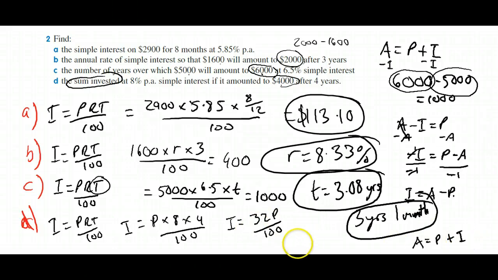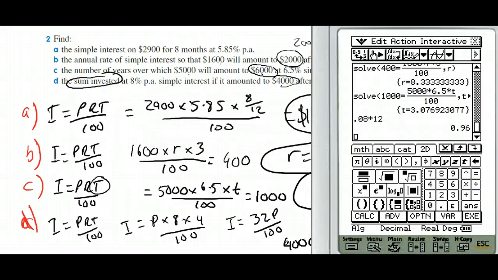So let's go 4,000 equals P, we don't know, that's what we're trying to find out, plus I, and I is 32P over 100. Okay, so this is good now. We've got rid of one of the variables here. We got rid of the I and replaced it with another P. So now we've only got one unknown, P, and we can solve for that using the calculator. So let's put that in.